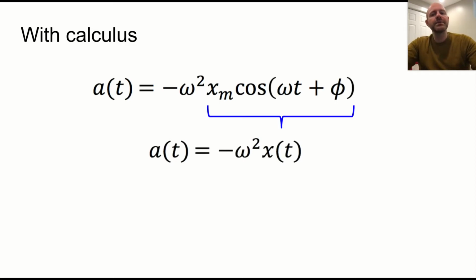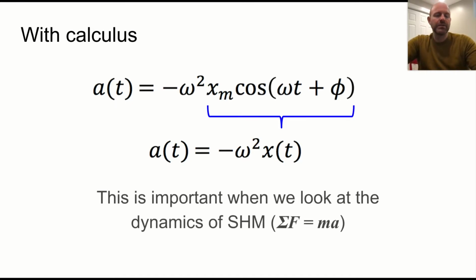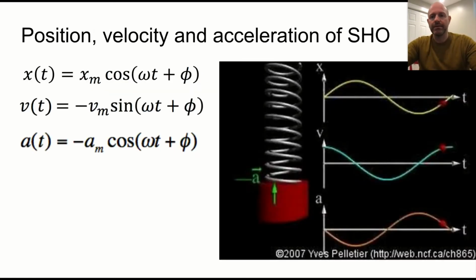There is an interesting result, though. If you compare the acceleration equation and the position equation, you'll notice that the xm cosine omega t plus phi is exactly the same. So you can think of the acceleration as just negative omega squared times the position. And this will actually really be helpful when we get into the dynamics of it, looking at acceleration, because the acceleration is not constant. So we can't just use Newton's laws and kinematics for this. More on that in a little bit.